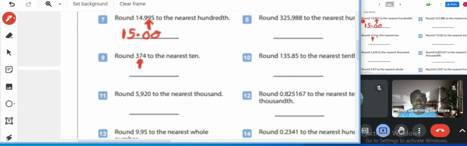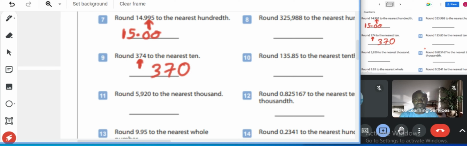Now we look at the number after it. 4. Is it up to 5? No. Anything 5, 6, 7, 8, 9, you call it 1 and add to the number you're stopping at. But if it is not up to 5, what do we do? You leave it. You ignore it, isn't it? Yeah. So what do we write? 370. Is it just 37? No. 370. You see, once you haven't gotten to the point, any number that is left will be represented with 0.